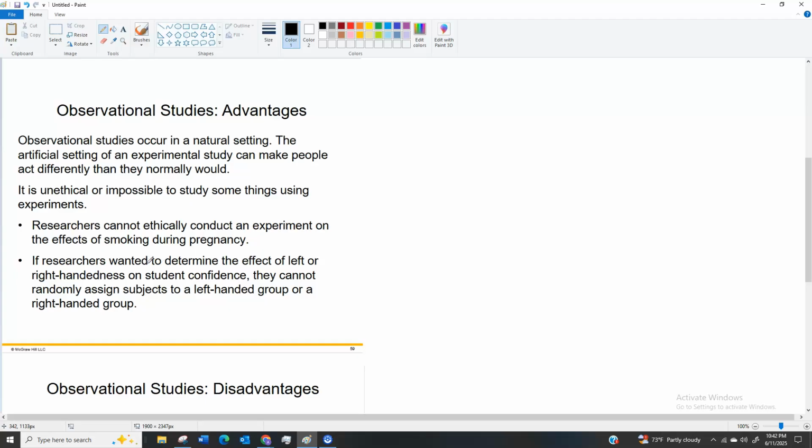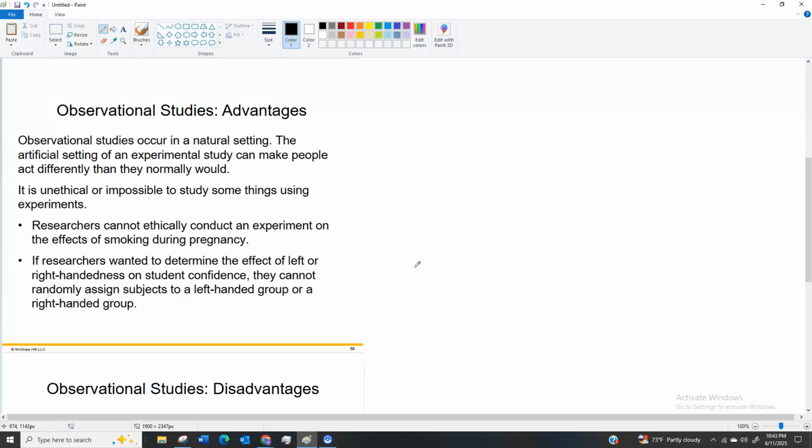If researchers wanted to determine the effect of left or right-handedness, they can't randomly assign subjects to a left-handed group or a right-handed group. People are either left-handed or they're right-handed, or they're ambidextrous, but you can't change that. You can't say, oh, for the next 2 weeks, you're going to be left-handed. And so they can't randomly assign them. So in that case, again, it would be watching the observations based on the groups that have already been assigned.